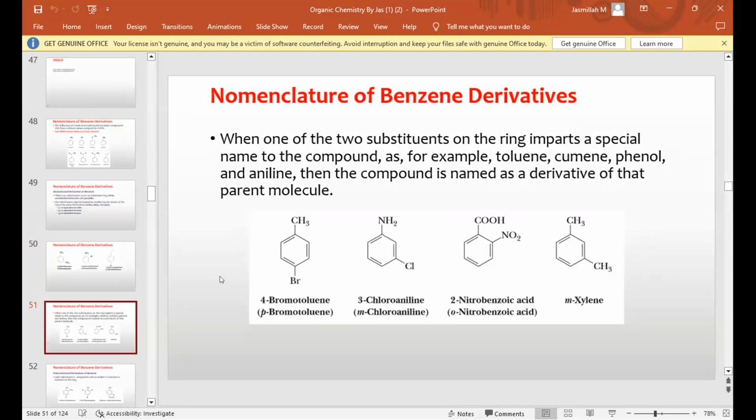When one of the substituents on the ring imparts a special name to the compound, for example toluene, cumene, phenol, and aniline, the compound is named as a derivative of the parent molecule. Let's say here, the parent molecule is toluene because of the CH3. So if our counting starts here, 1, 2, 3, 4, so 4-bromotoluene. Similarly here, we see the parent molecule is aniline, so 1, 2, 3, so 3-chloroaniline, where we see it's also located in the meta position, so we can say m-chloroaniline, and similarly here with the benzoic acid and xylene as well.